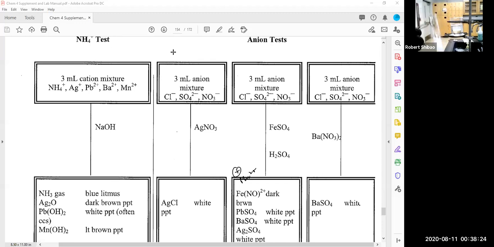Now, what's happening here, ooh, this is hot. You know, you got to watch out. These test tube clamps can get hot too, depending on how it heats. So what I'm going to do is use a paper towel to hold on to it. Pretty hot.